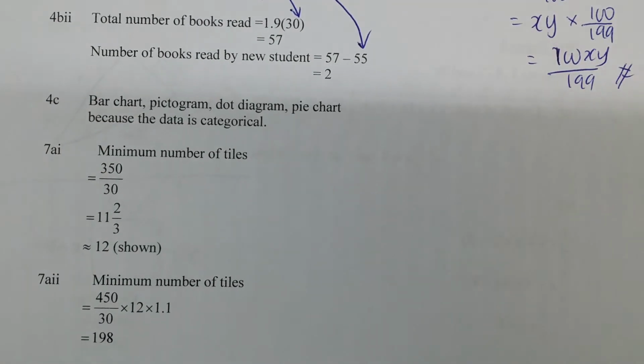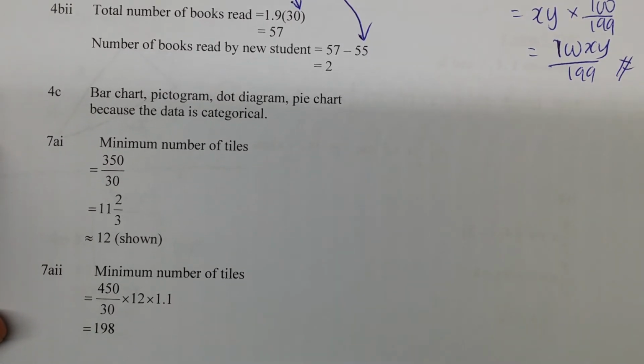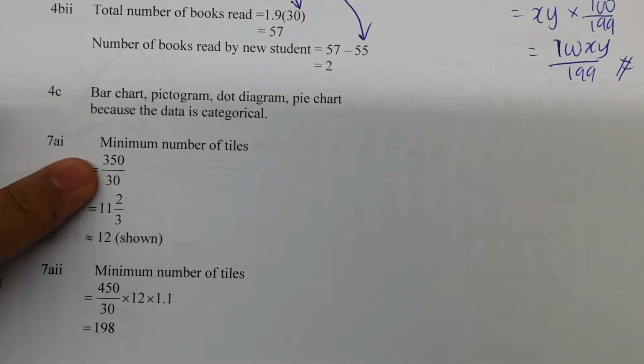Let's look at question 7. Real life question. Mr. Lee wants to lay the floor of the living room of his new house. Dimension blah blah blah. Read the question. 7A part 1. Show that the minimum number of tiles needed to lay along the breadth of the room is 12. They give me 350, right? 350 is the breadth of the house, 3.5 meters. So it's 350 cm.